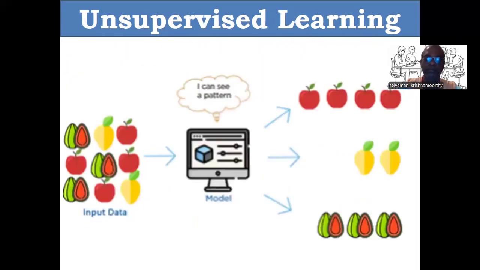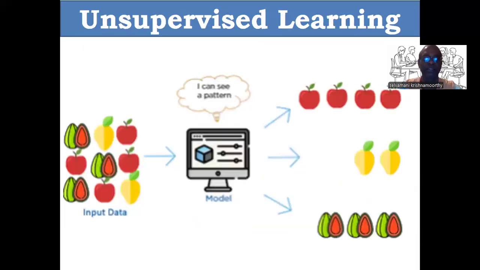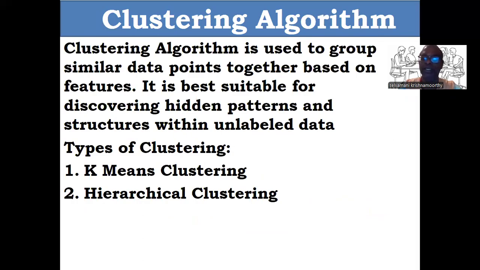Under unsupervised learning, we have two classifications: one is clustering, another one is principal component analysis. Now, let us go for the clustering algorithm. Clustering means nothing but grouping. A clustering algorithm is used to group similar data points together based on the features. It is suitable for discovering hidden patterns and structure within unlabeled data. So clustering means grouping of data, or grouping of a data set, or grouping of input data.